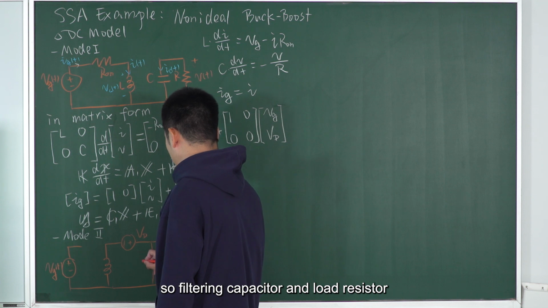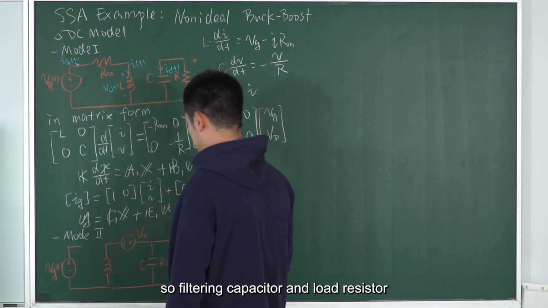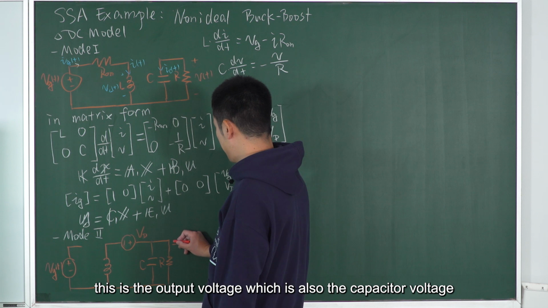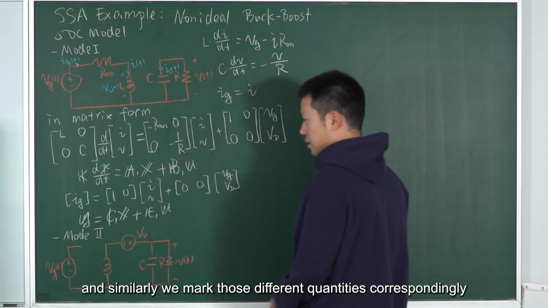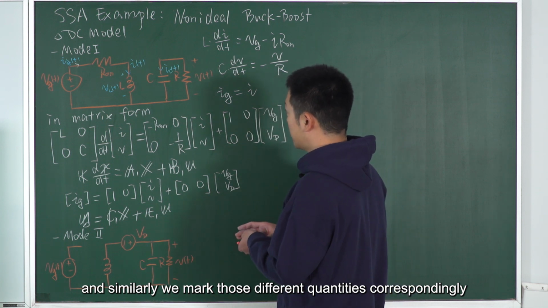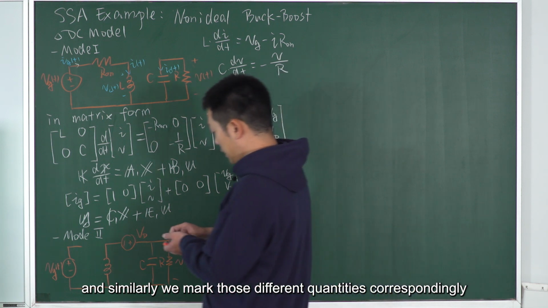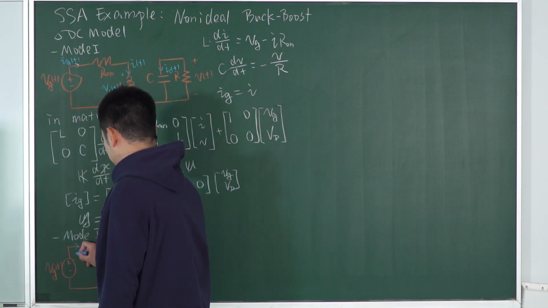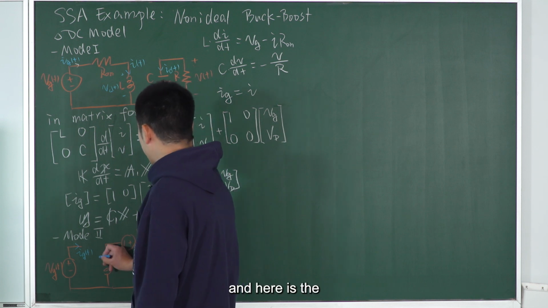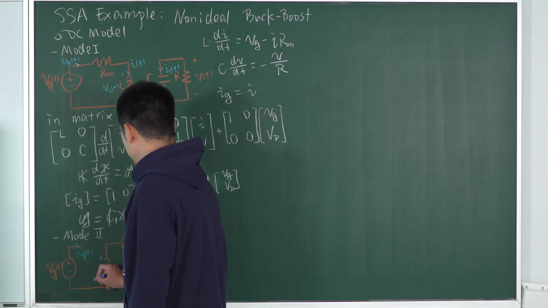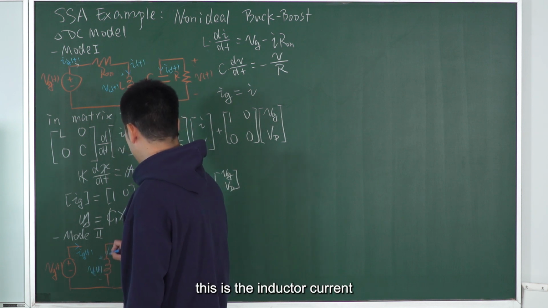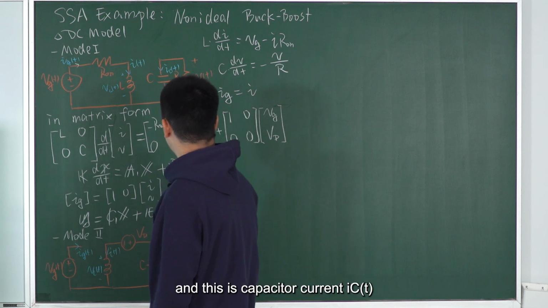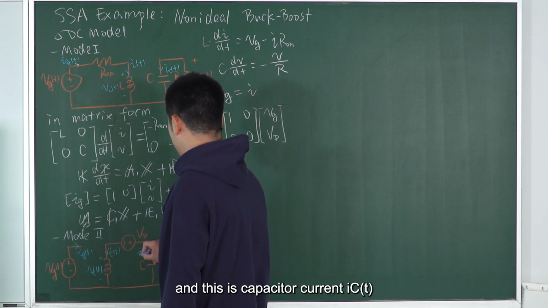So the filtering capacitor and load resistor. And this is the output voltage, which is also the capacitor voltage. And similarly, we mark those different quantities correspondingly. So here is the input current, and here is the inductor voltage. And this is the inductor current. And this is the capacitor current, ICT.